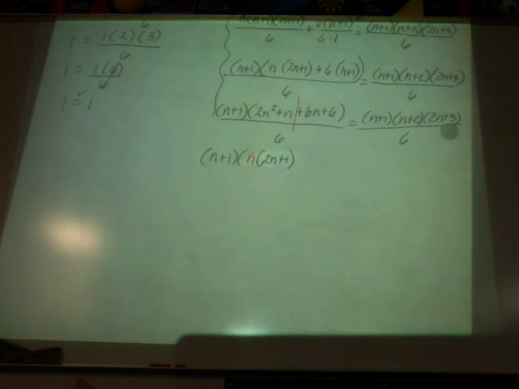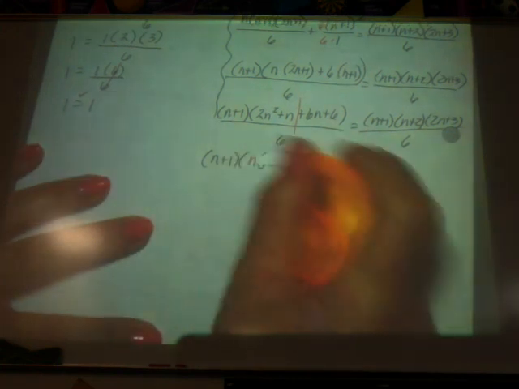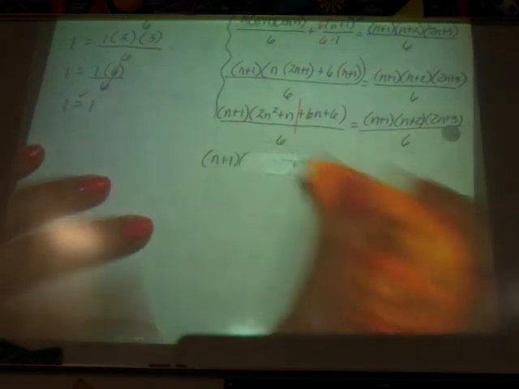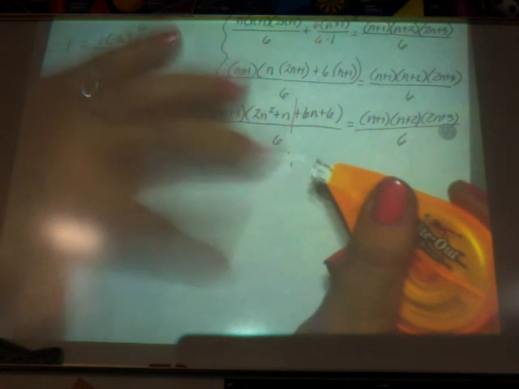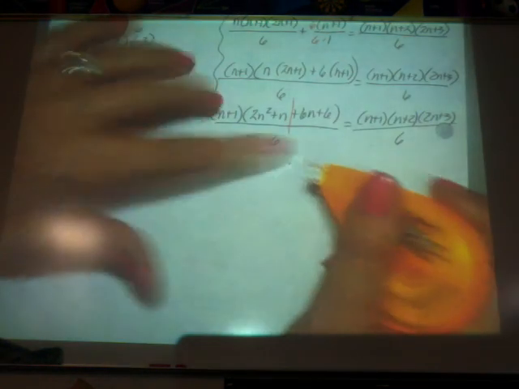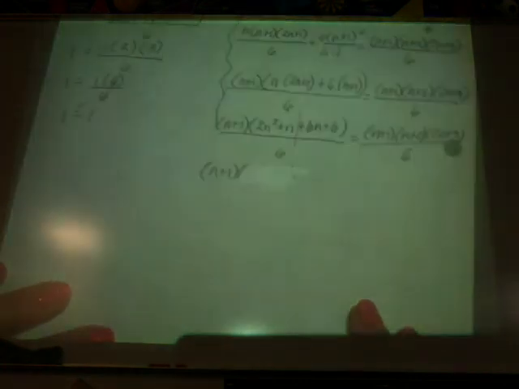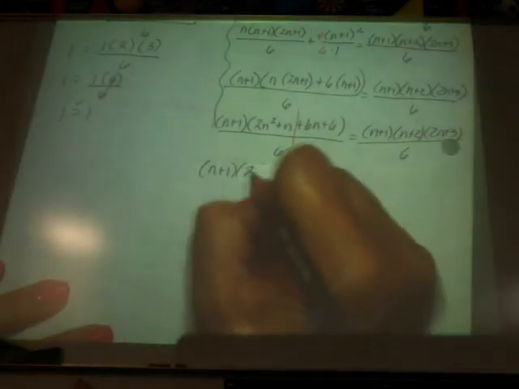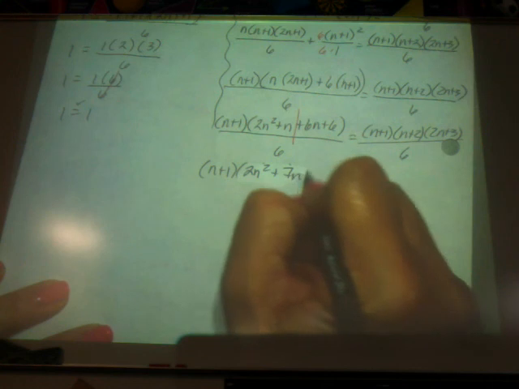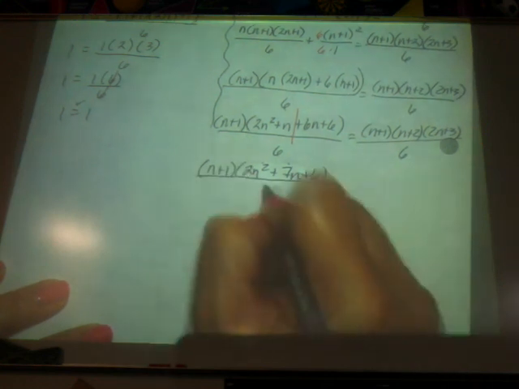Okay. So, we'll have to do it the old-fashioned way. We'll have to break it apart. Good thing for a fraction tape. That's probably a mistake. I'm adjusting. I'm thinking as I go. It doesn't count. All right. So, I have 2n squared plus 7n plus 6 all over 6.